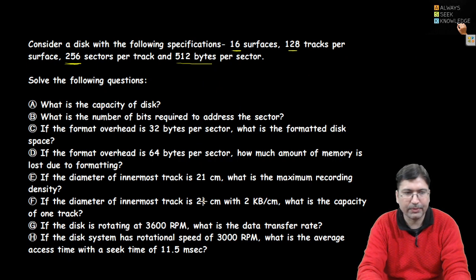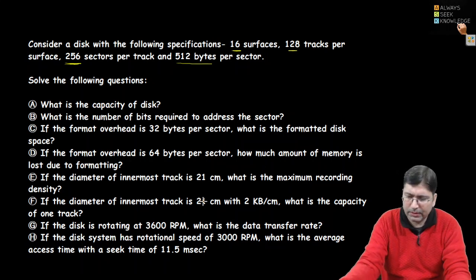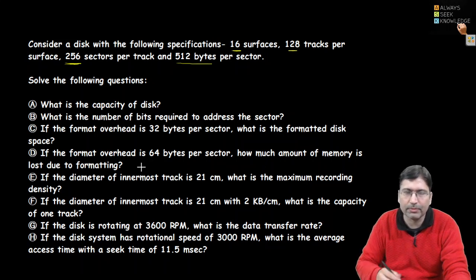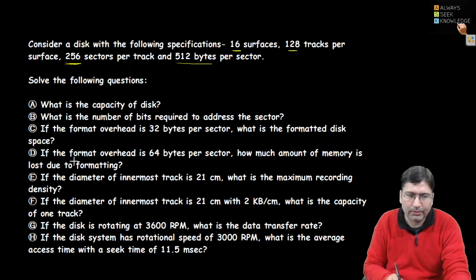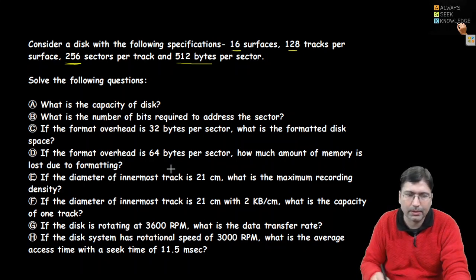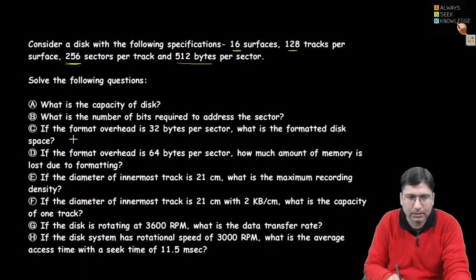Now let's look at the C part. In C part, they are asking if the format overhead is 32 bytes per sector. Format overhead you can consider as, once we format a disk, we create some additional information from a management point of view. So when we format a disk, in a sector some extra information needs to be stored, and that is taking, let's say, 64 bytes per sector. That is format overhead. How much amount of memory is lost due to formatting? Because once we format a disk, we can utilize somewhat less memory as compared to the total capacity of the disk because of this overhead. So this third question is asking how much overhead is there.